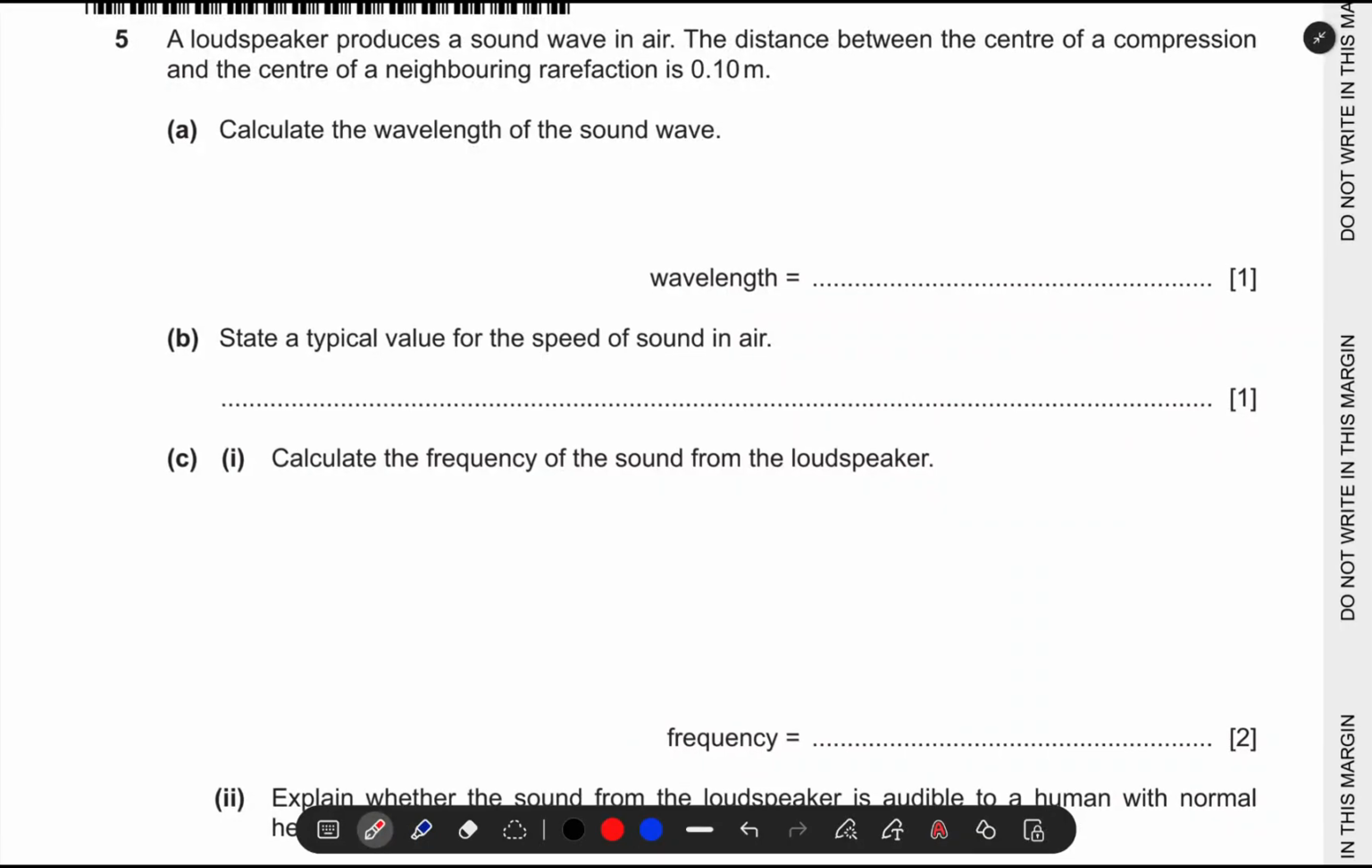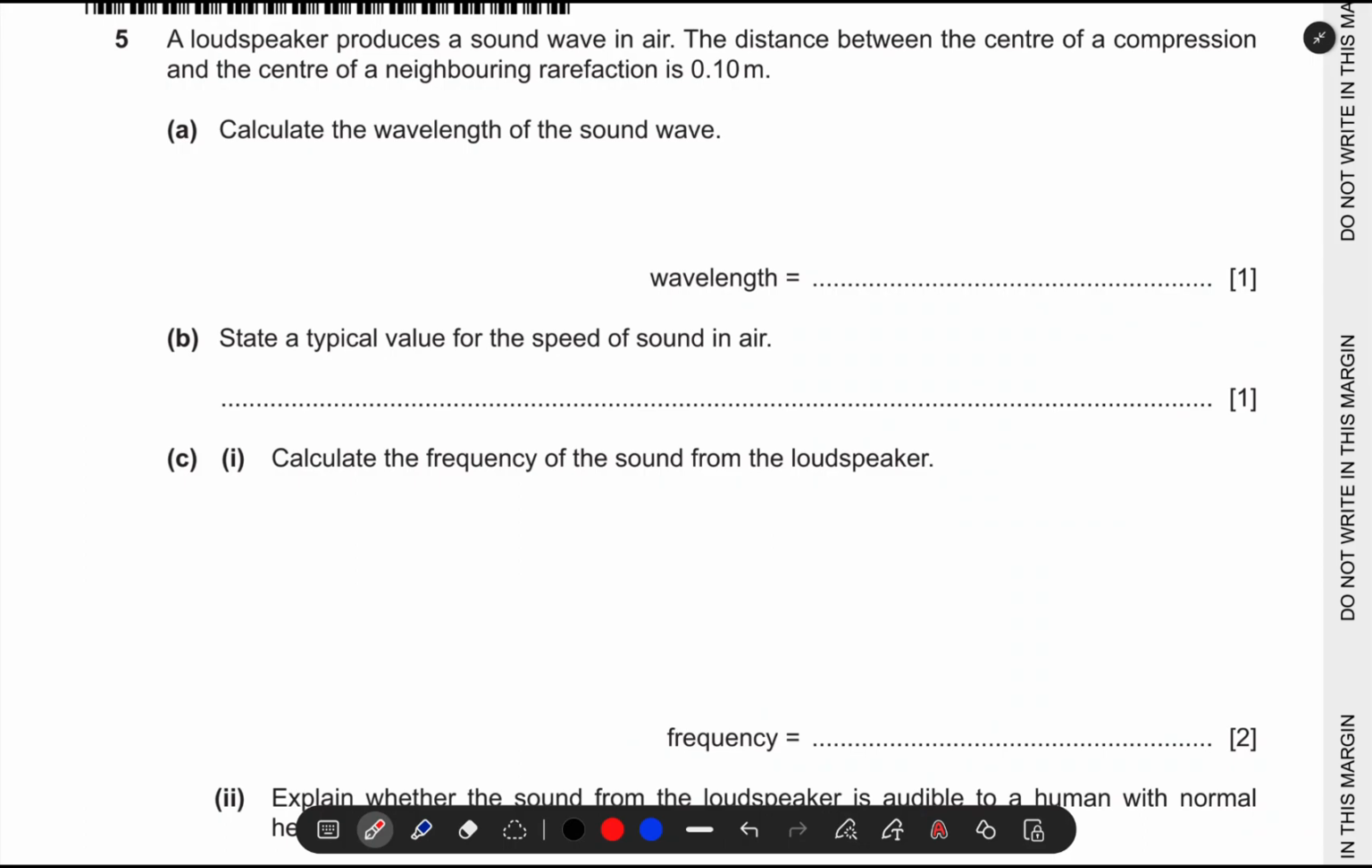We have a question here. It says, a loudspeaker produces a sound wave in air. The distance between the center of a compression and the center of a neighboring rarefaction is 0.10 meters. So before I even go anywhere, let me first explain what this question is about.